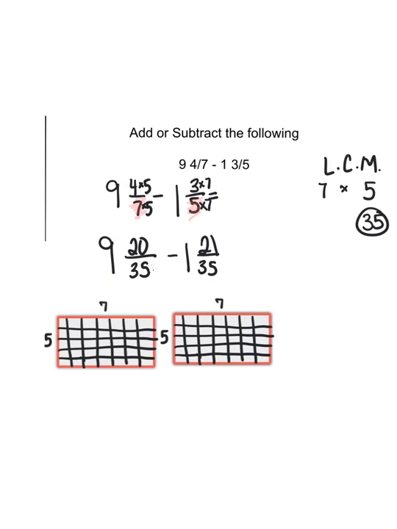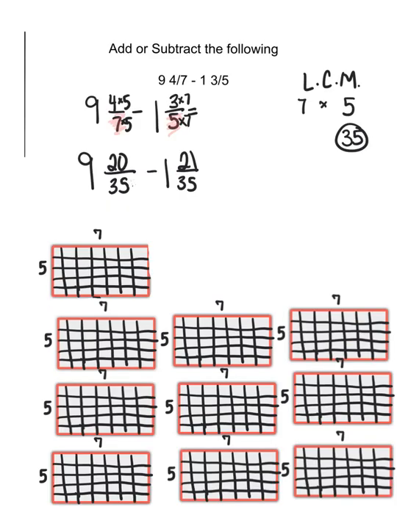Or 35 out of 35. Okay, so now, like I said, this is not the most efficient way to solve this, but I think it's important to have a visual.